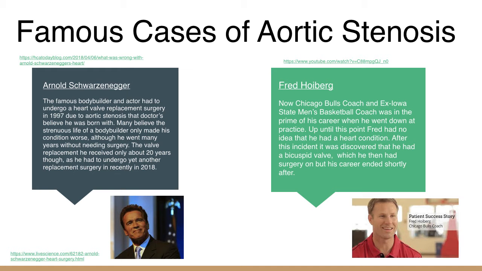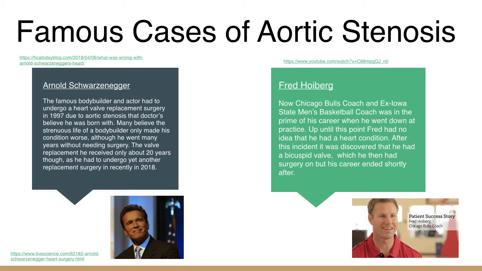Famous cases of aortic stenosis. I picked these two men because of their involvement in athletics and the fitness world while battling heart defects. The first I'm going to look at is Arnold Schwarzenegger. The famous bodybuilder and actor had to undergo heart valve replacement surgery in 1977 due to aortic stenosis that doctors believed he was born with.